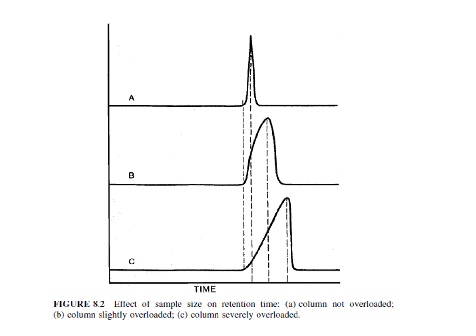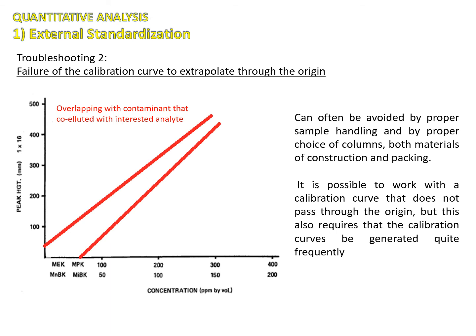So you have to make sure all these points are taken into account when we are doing the calibration curve using the instrument. Okay, the second troubleshooting point is the failure of the calibration curve to extrapolate through the origin. Class, this is basically due to overlapping with contaminants that could co-elute with the analyte of interest, and this can often be avoided by proper sample handling and proper choice of column, both materials of construction and packing.